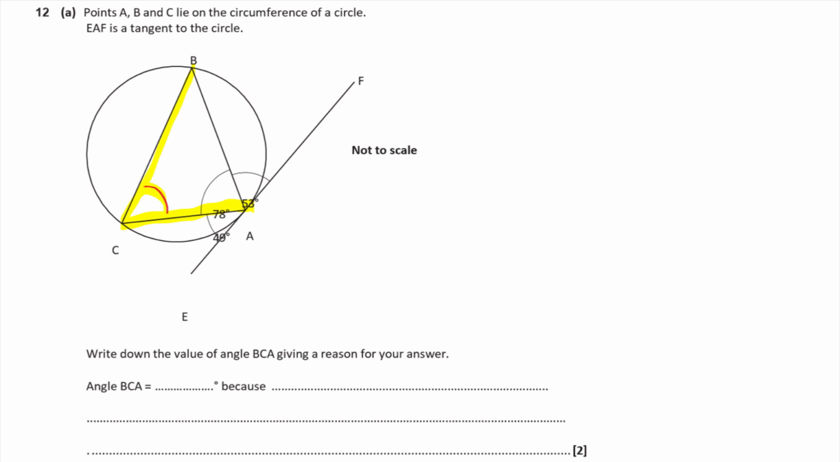Now I know straight away what it is because I know my alternate segment theorem. So this angle here is going to be the same as this one using the alternate segment theorem, isn't it? So I know straight away that angle BCA is going to be 53 degrees, because of the alternate segment theorem.